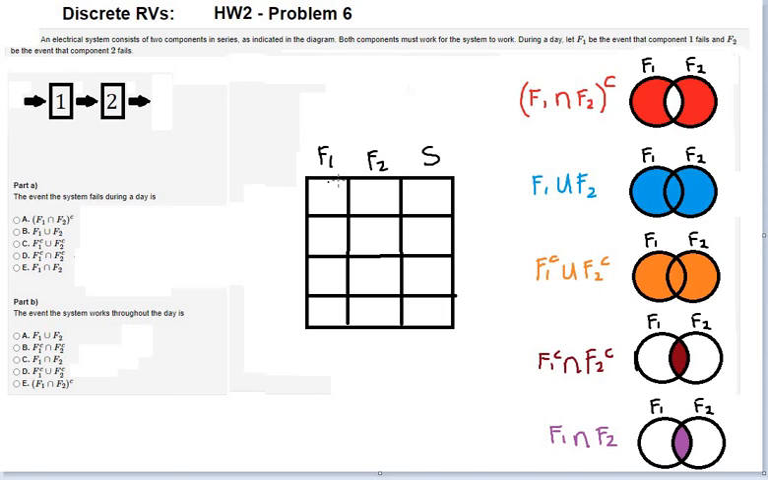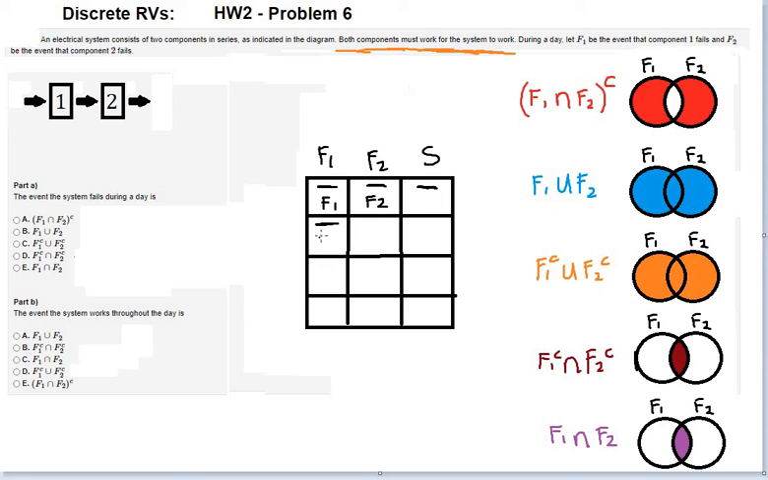So F1 itself is the event in which component 1 fails. Let the negative sign represent that. So this is our F1. And F2 likewise is the event that component 2 fails, and let the negative sign represent that. And we were given that both components must work together for the system to work. So these two are not working already. Fail, fail. So the system has already failed.